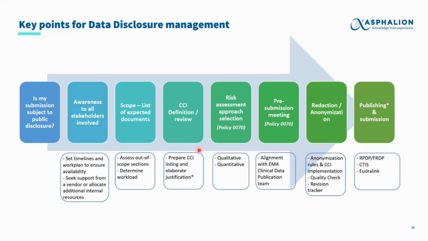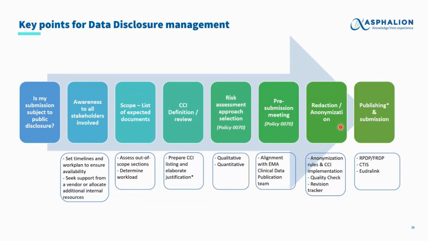Then to have clear definition of CCI and review, highly recommended to keep a tracker or some listing on CCIs that you consider very relevant for the company and for the economic interest of the company. Then these two topics are more for Policy 70, but it's the definition of the risk assessment approach for personal protected data. Then the option to have a pre-submission meeting, also to align with EMA on their expectations and the strategy that will be followed.